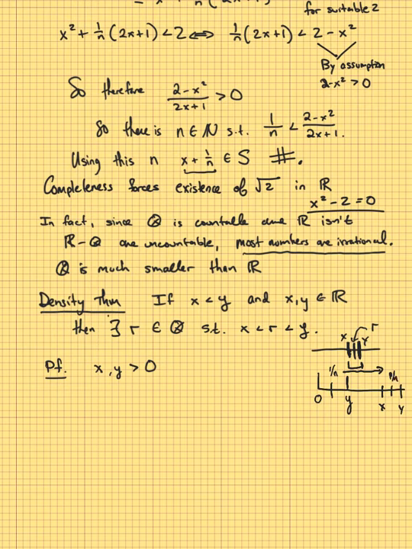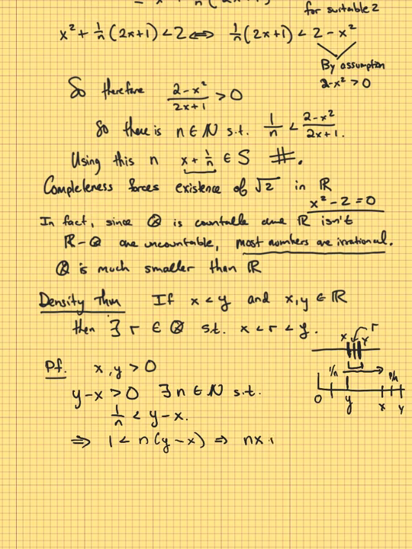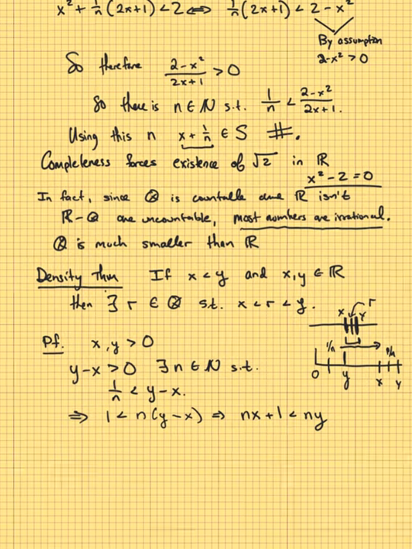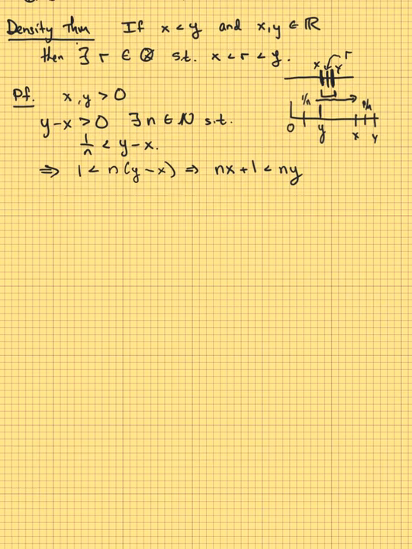Okay? So the way that you do that is, you say, well, y minus x is greater than 0. So I know that there's some n in N so that 1 over n is less than y minus x. Okay? And therefore, we have that 1 is less than or equal to n times y minus x. So in other words, we have that nx plus 1 is less than ny. Okay, just multiplying out and moving the x over.